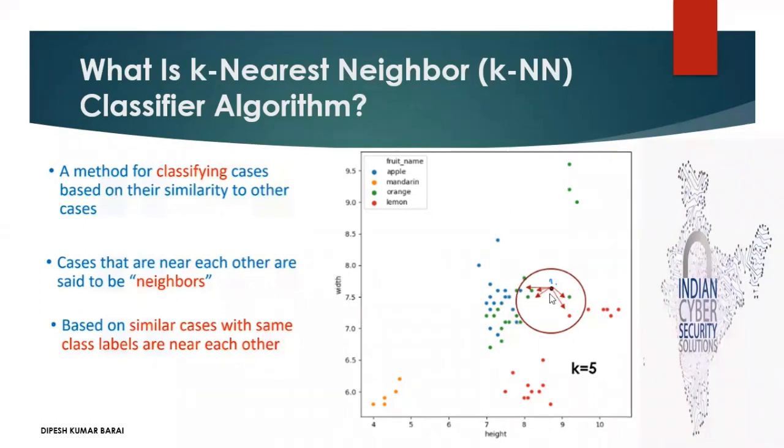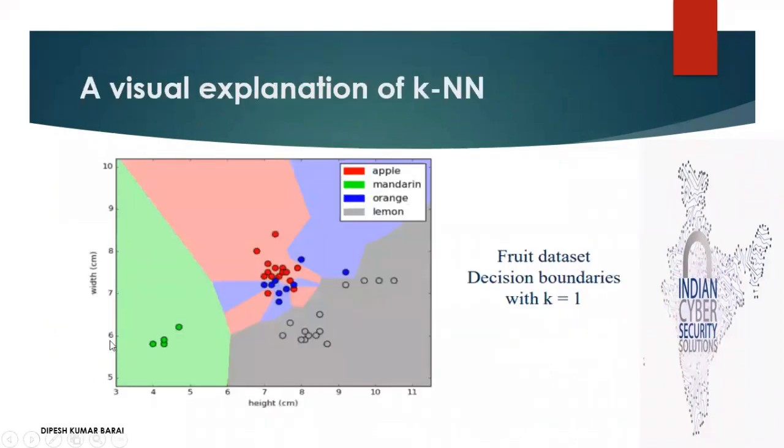Now we will calculate the nearest points by a distance metric, which is called the Euclidean distance. There are also other distance metrics, such as Manhattan and Minkowski, but we have taken only the Euclidean distance. If you look at this data carefully, and the new data point is here, it will be predicted as the lemon category when the k value is 1.